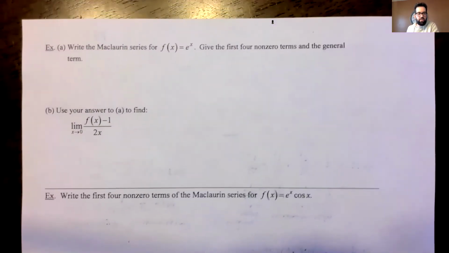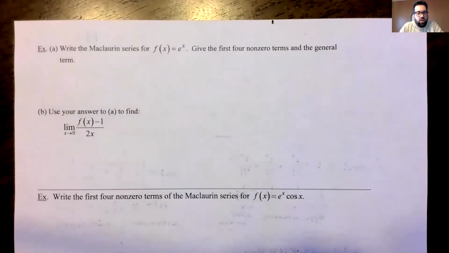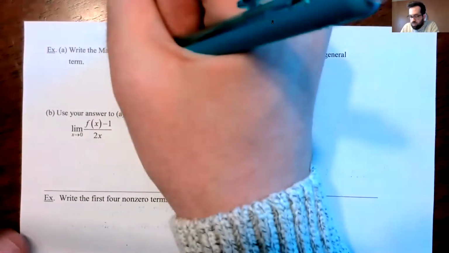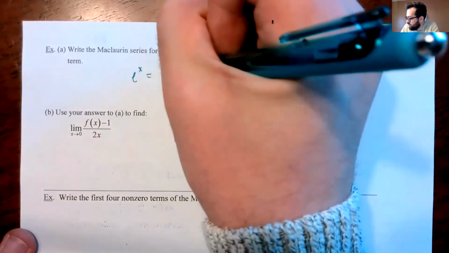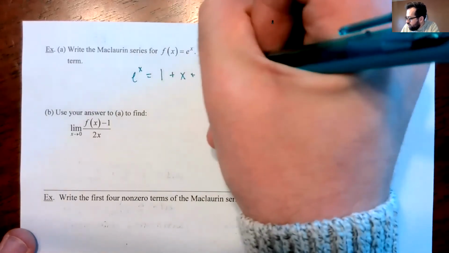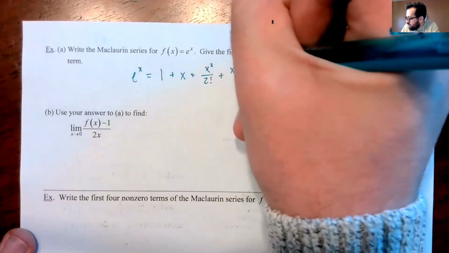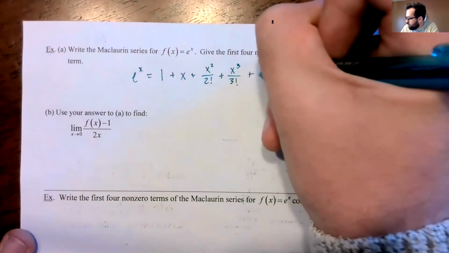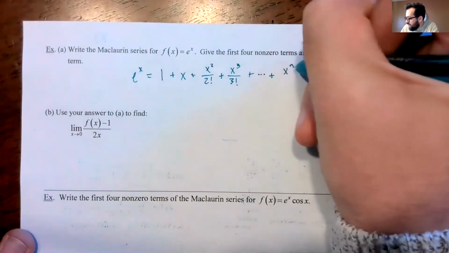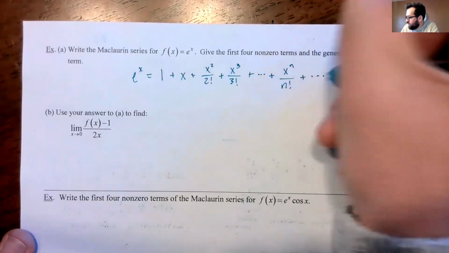Couple more questions here on the back. Write the Maclaurin series for f of x equals e to the x. Give the first 4 non-zero terms and the general term. Well, this should be easy for us. We already have this from our previous lesson. So e to the x equals 1 plus x plus x squared over 2 factorial plus x cubed over 3 factorial. That's the first 4 non-zero terms. The general term we defined as x to the n over n factorial.